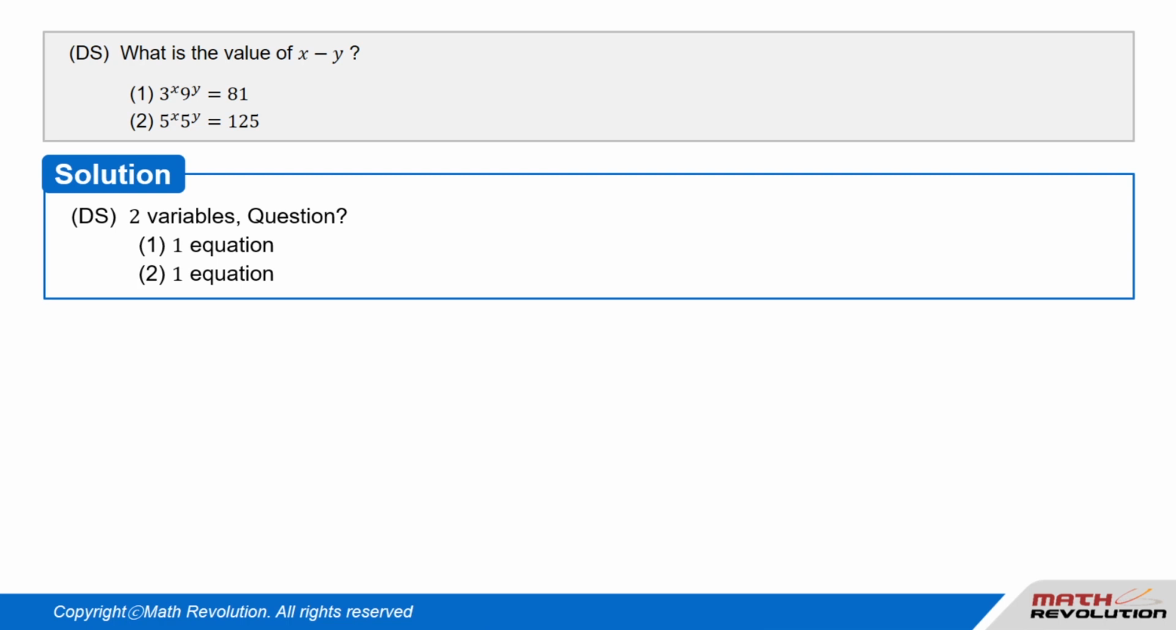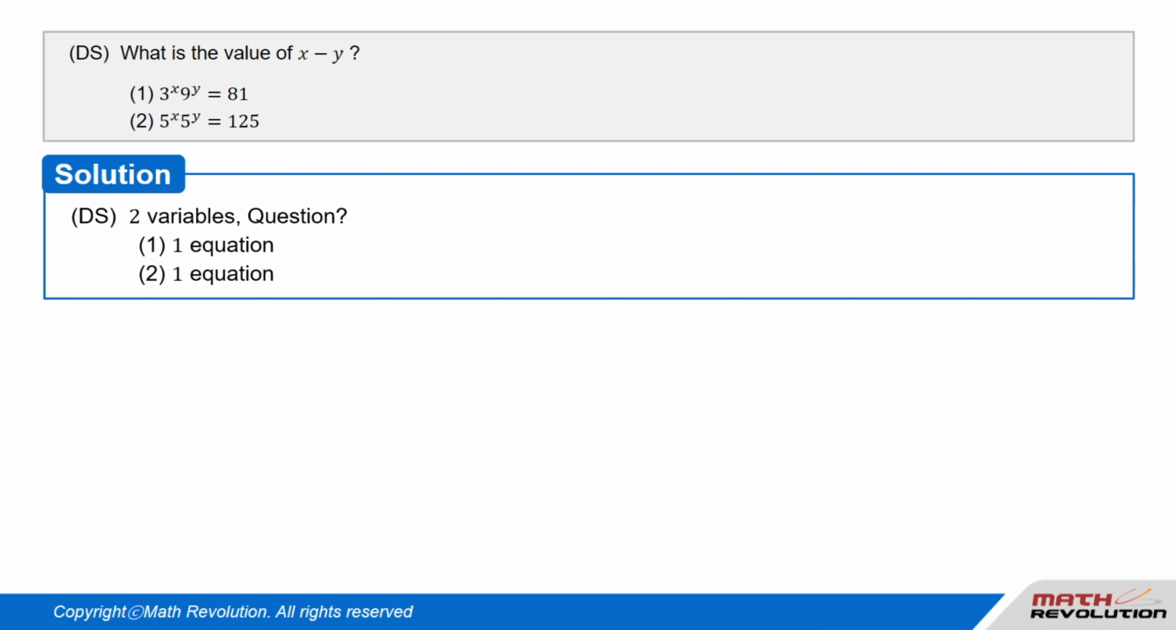Solution. Now we will solve this DS question using the variable approach. DS, two variables, question. Condition 1, one equation. Condition 2, one equation. Let's look at a DS question with two variables.